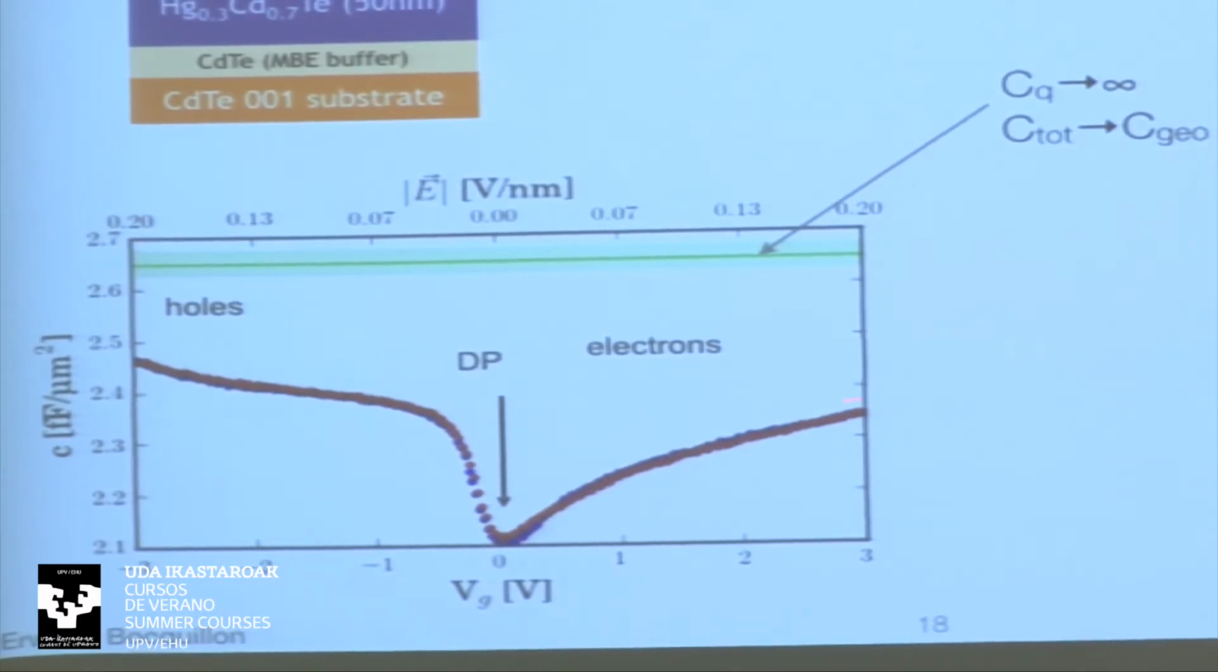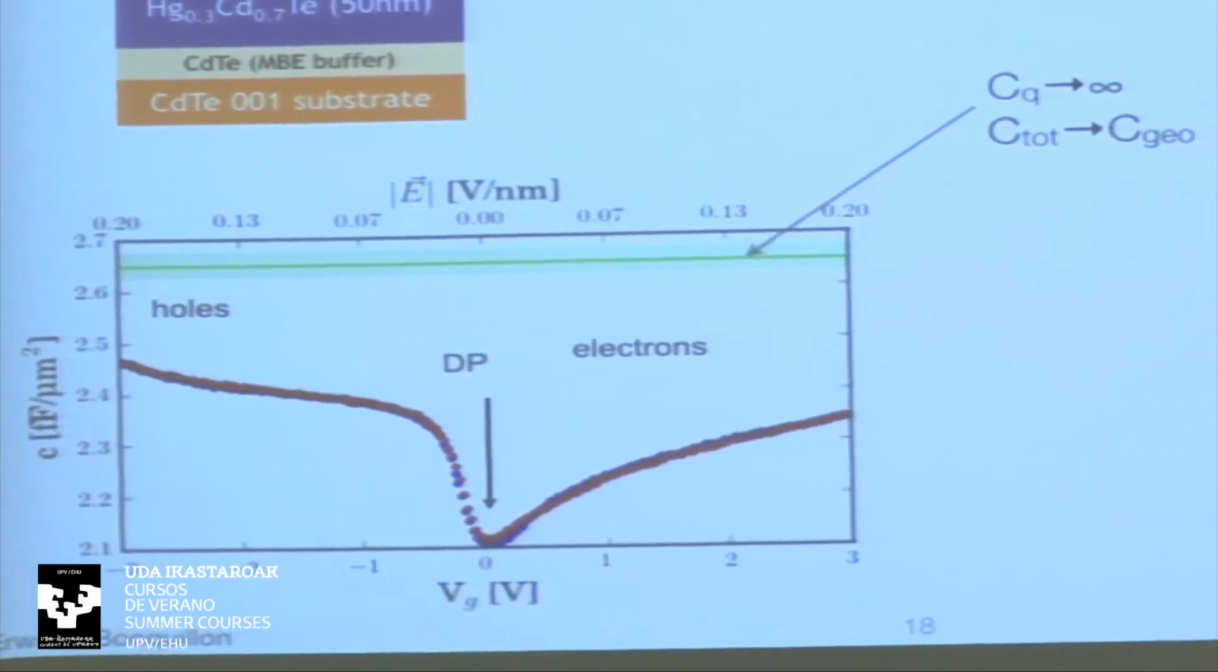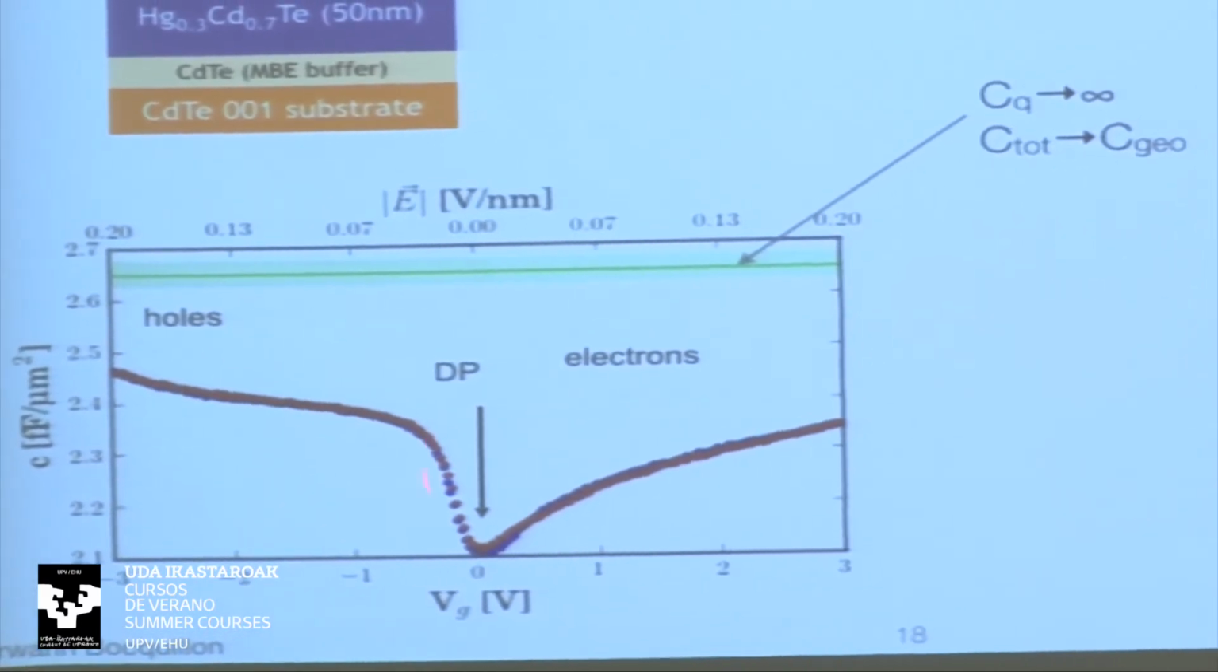Now, as you increase the gate voltage, you go towards the electron side, so you increase the electron density, and this increases the quantum capacitance. On the other side, you go to the hole side, you increase the hole density, and you increase the quantum capacitance. So this is reminiscent of this Dirac cone, except that you don't really read directly here the Dirac cone.